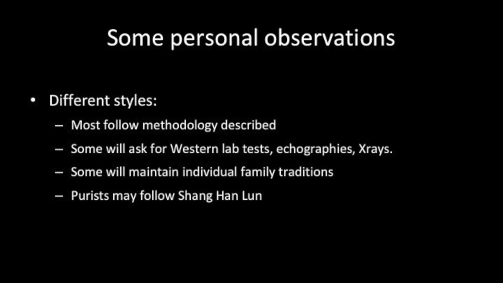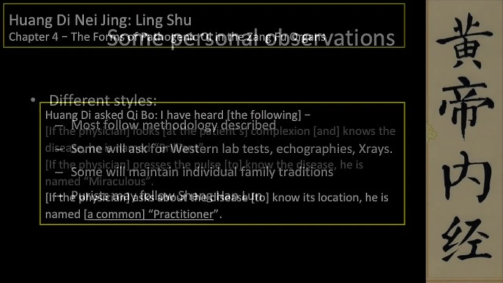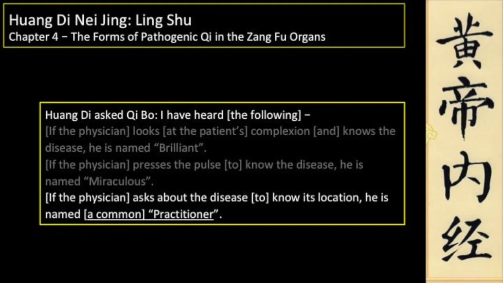In certain cases, particularly if this involves pregnancy, some TCM physicians will ask for Western lab results or echographies. In the country, there are still doctors who will maintain their individual family traditions. Some purist TCM physicians still prescribe strictly according to the Shanghan Lun and the Jingui Yao Lue. All of these physicians would fall into the category described as practitioners according to the Huangdi Neijing.